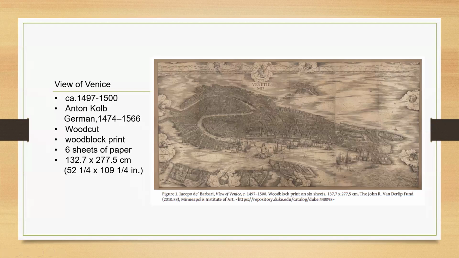View of Venice presents a bird's-eye portrait of Venice, first published in 1500 by Anton Kolb, a German merchant from Nuremberg, who lived from 1474 to 1566. This one cut block was printed as a set of 6 separate sheets of paper, each printed from its own detail-carved wooden block. Measurements are 132 by 277 centimeters, around 4 feet by 9 feet. It was the largest print produced at that time.